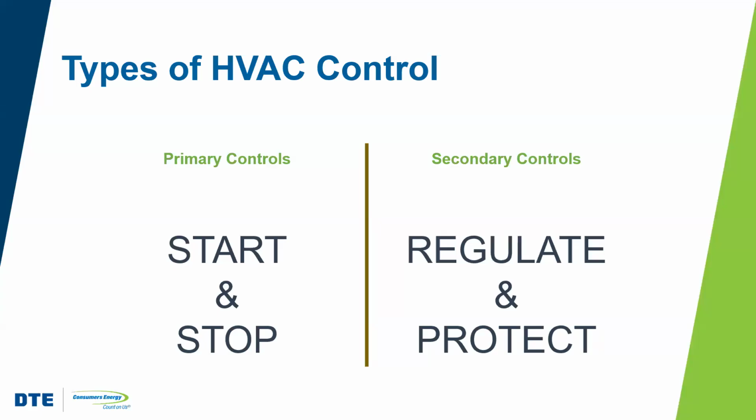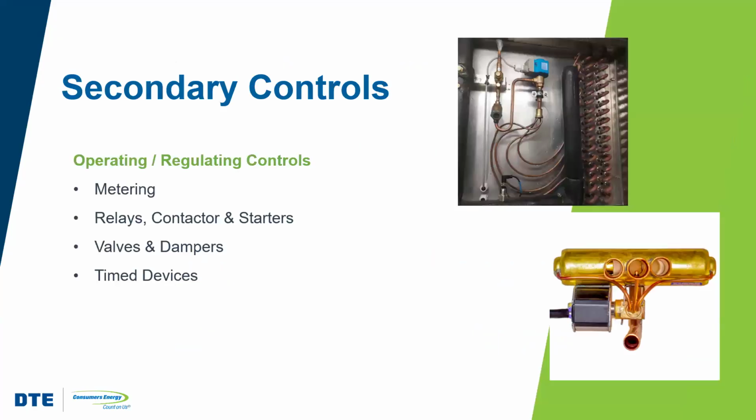HVAC systems also have secondary controls, right? So those primary controls are those controls that start and stop the primary equipment. Those secondary controls are what regulate the equipment and then protect both the equipment and the home from various things that could happen during a failure.